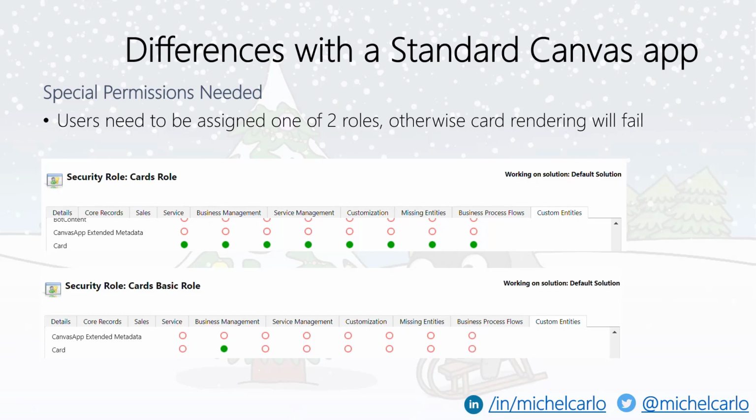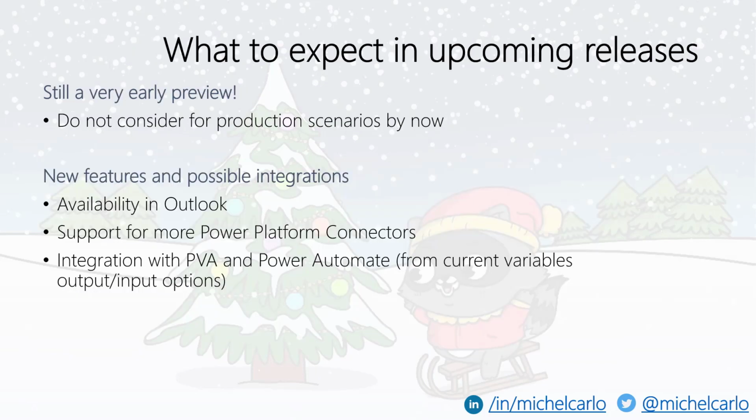So basically, if a user needs to access cards from an environment where he doesn't have high privileges, you have to assign one of those cards roles to the user, plus whatever extra permissions needed in Dataverse if the user needs to access Dataverse data.